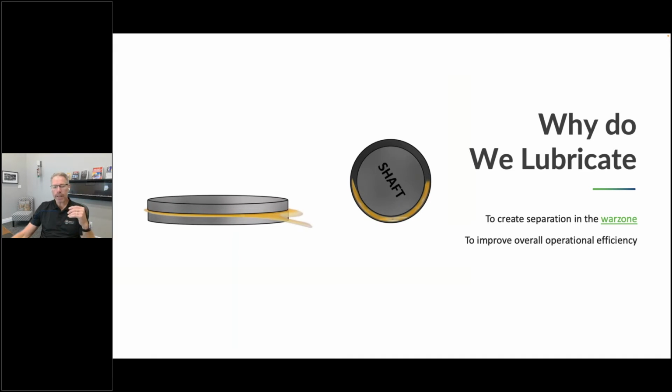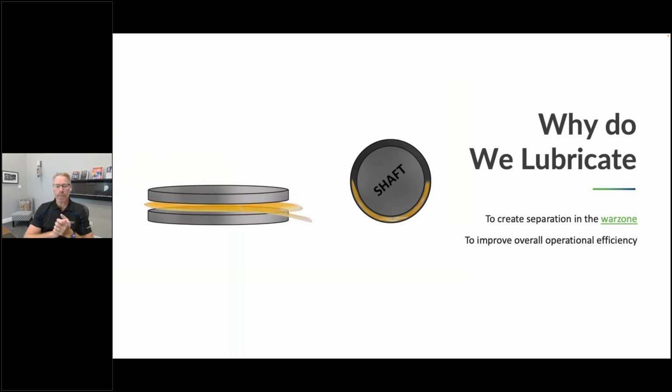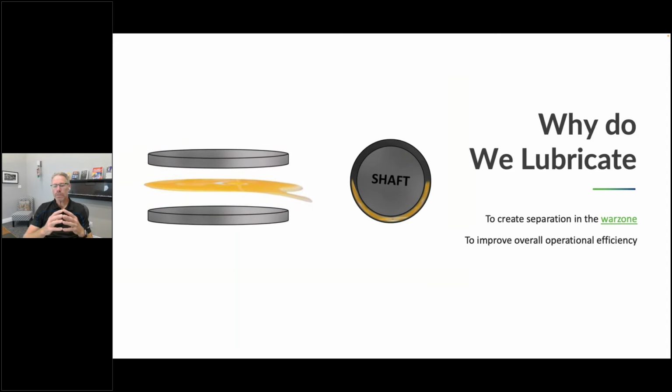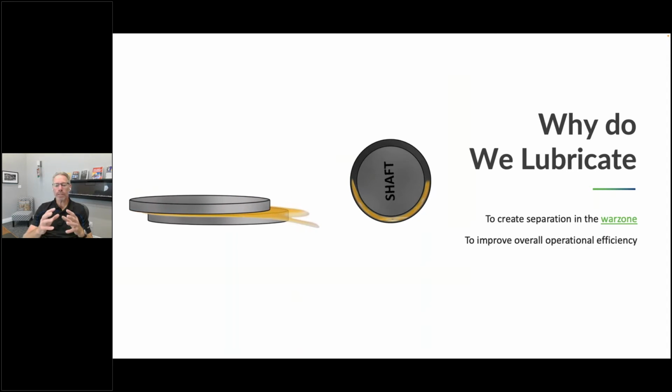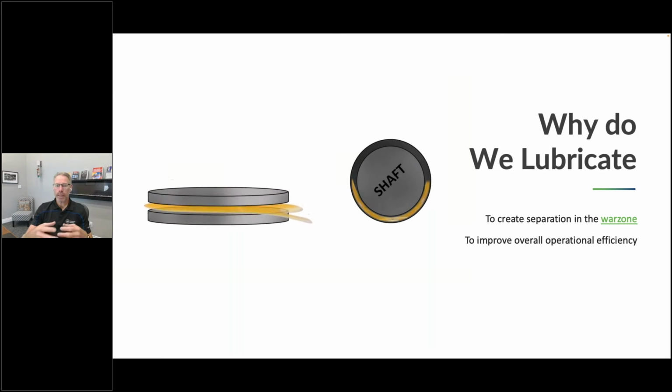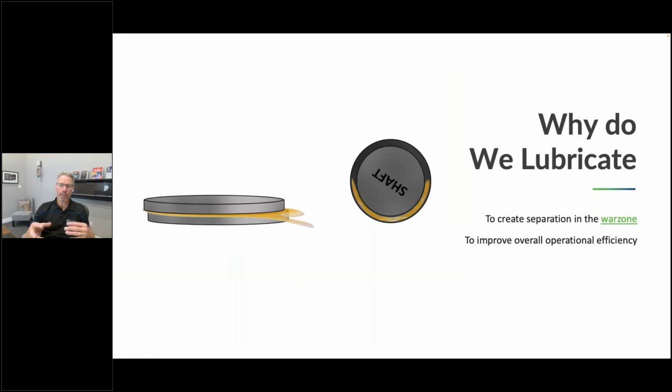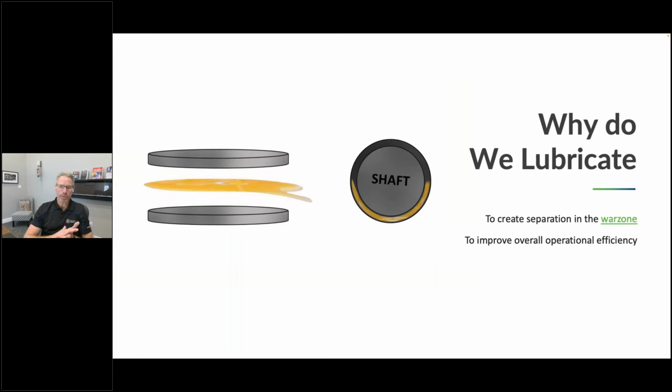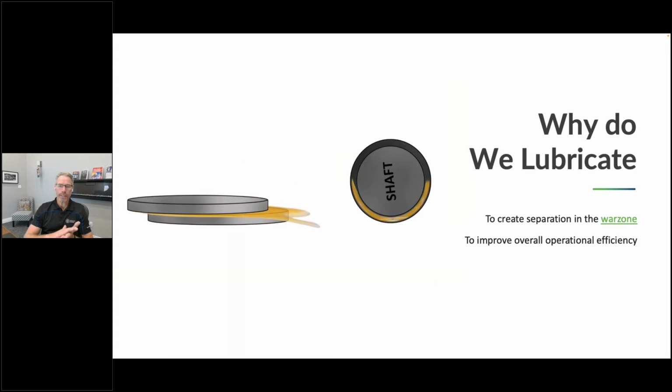And some will say, Alan, we lubricate bearings to reduce heat in the bearing. That's also true. If you put the right amount of lubricant inside your bearing, you can help keep moving parts from getting too hot, and you can also help the bearing dissipate heat. And by the way, every time you increase the temperature of your bearing by 10 degrees, you cut the life of that lubricant in half.